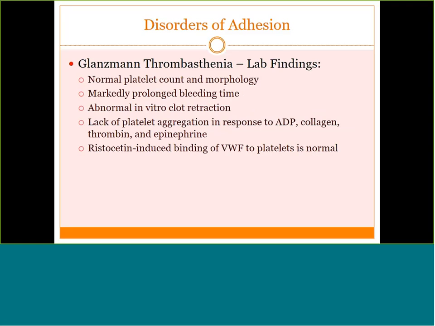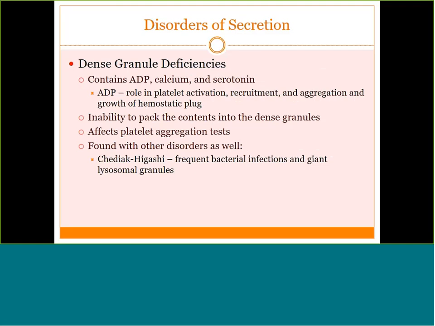The other key test in this is abnormal in vitro clot retraction. So basically, fibrinogen has a huge role with platelet aggregation and the clot retraction process. So if you're missing the receptor for fibrinogen, you're not going to perform either one of them well. So those are the key test results to remember for Glanzmann.